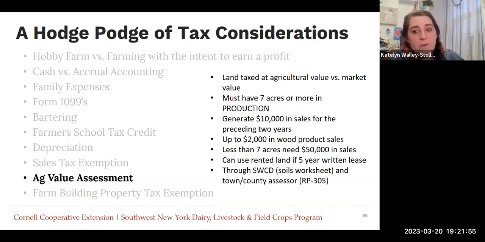To apply, you go to your local soil and water conservation district office and get an up-to-date soils worksheet, is what it's called. Then you apply through your county or your town's office of real property using the RP-305, is what it's called. These are typically due around March 1st every year. This is where that $10,000 number comes into play, because this usually significantly reduces property taxes, and it's a really great incentive for farms to get to that $10,000 number.